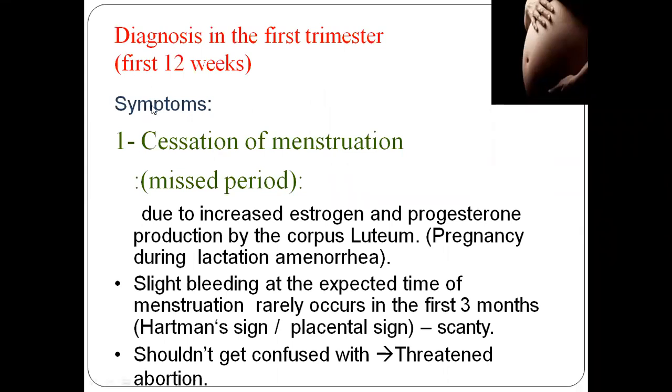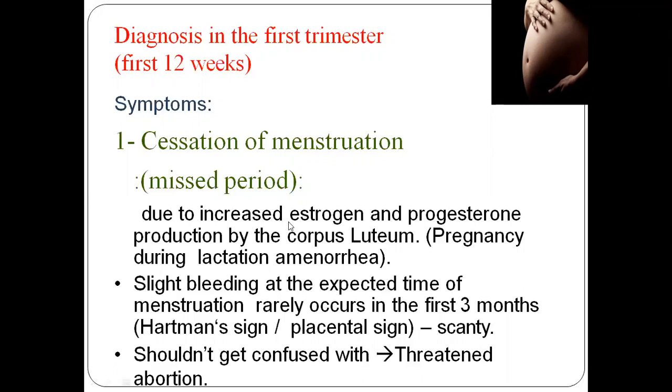Now we will see the diagnosis for the first 12 weeks, that is, for the first trimester. You know that during pregnancy there will be cessation of menstruation. These are the symptoms. So, cessation of menstruation. What is cessation of menstruation? That is amenorrhea, or a missed period. Why does it happen? Due to pregnancy, because as conception starts there will be increased production of estrogen and progesterone by the corpus luteum. So this will lead to the stoppage of menstruation.